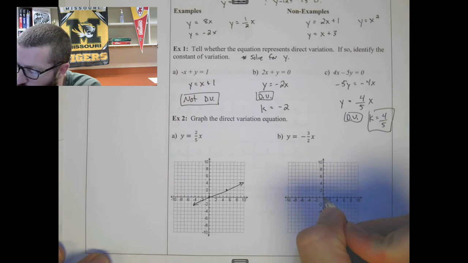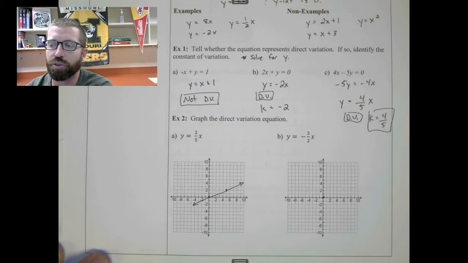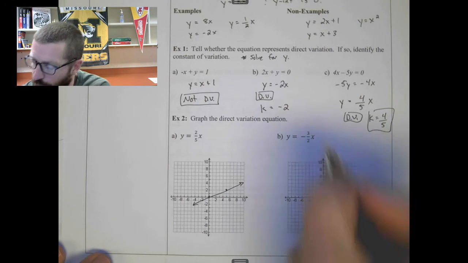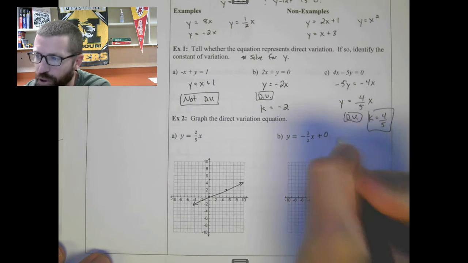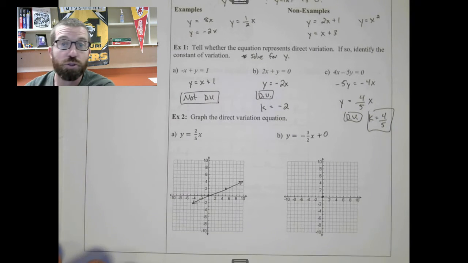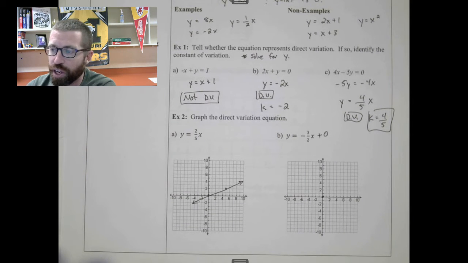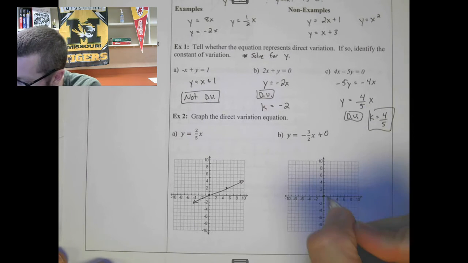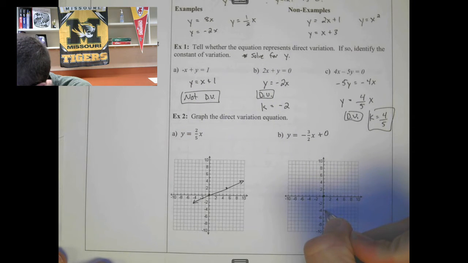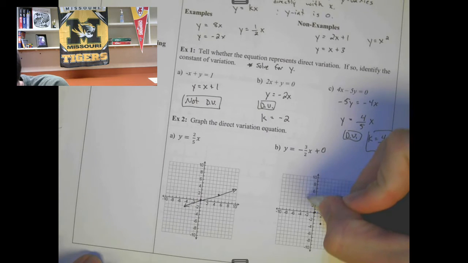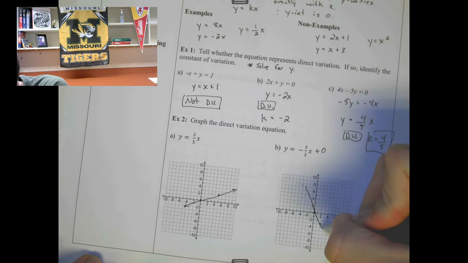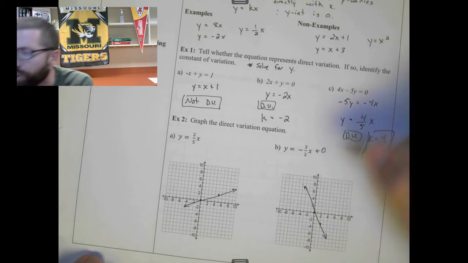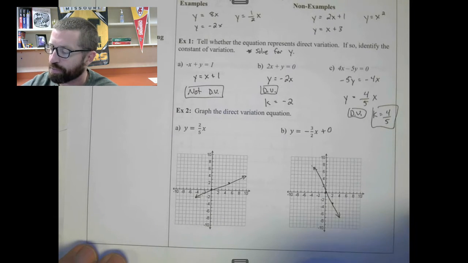Here, your y-intercept is 0. It's direct variation, so your y-intercept is 0. There's also nothing out here, it's just plus 0. And use your slope again, or your constant of variation. We're going to go down 3 over 2. So for every 2 increase on the x, my y is decreasing by 3. And then connect those with the straight edge to make your line.